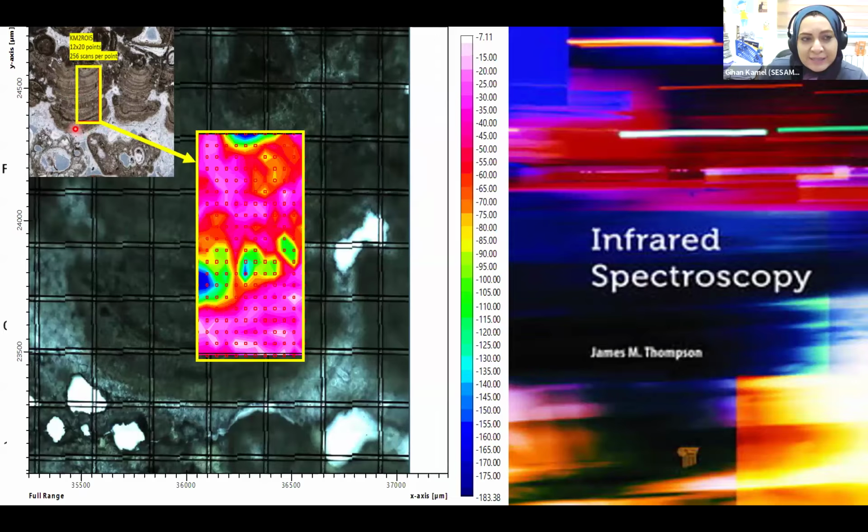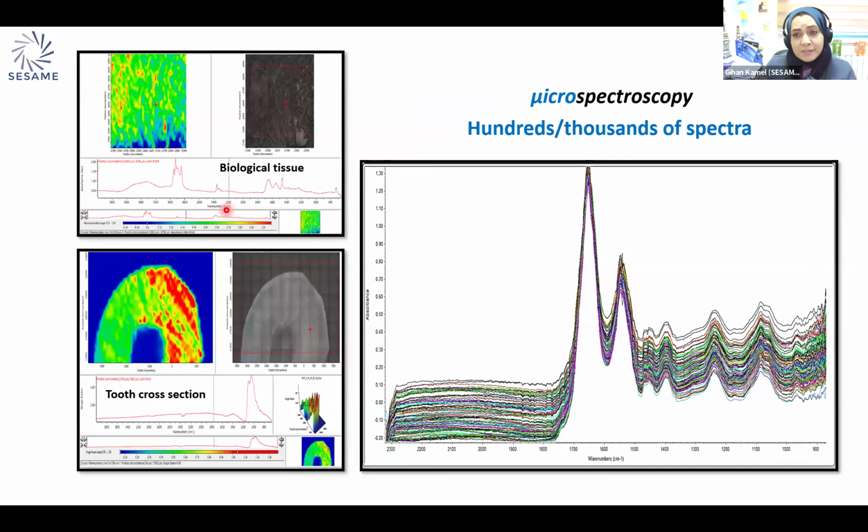And as this structure is quite layered, you see the layers here in the visible image, and here the layers as identified by the IR. So this is quite helpful in many applications. And here with the microspectroscopy, we're also collecting multi-spectra.